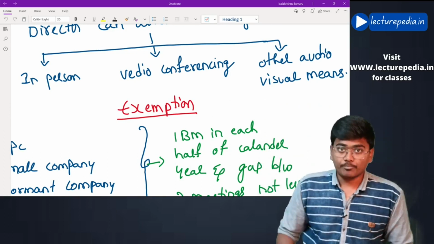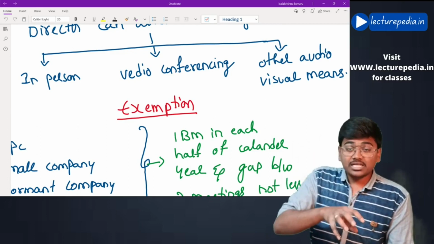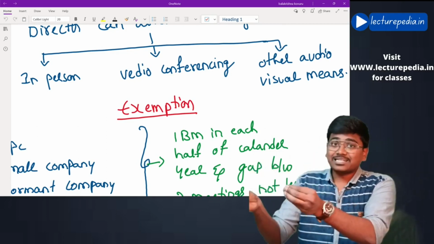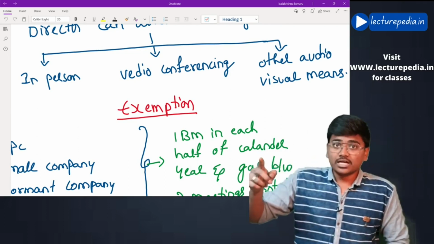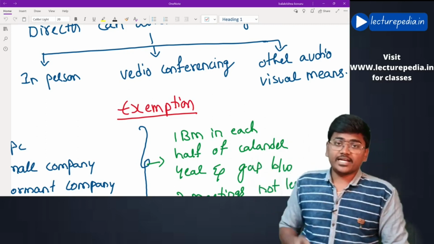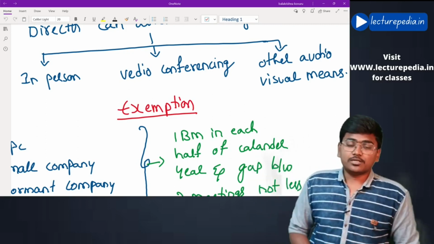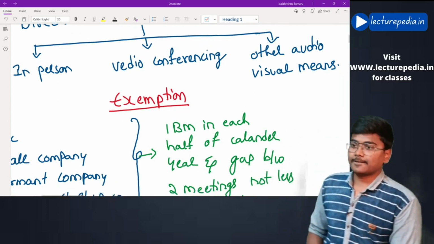The answer is no. If at all the company provides the option, that is, if the company arranges the video conferencing option, only then can the director utilize such video conferencing option. The director himself cannot create it, or at his own cost attend the board meeting through video conferencing. Hope that is clear.